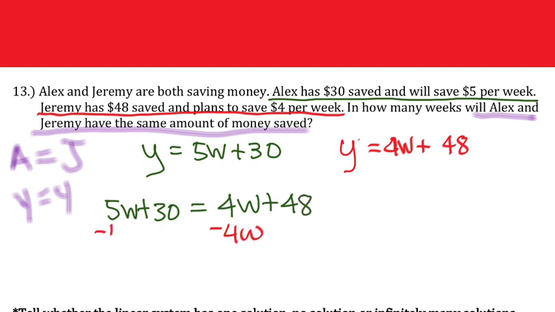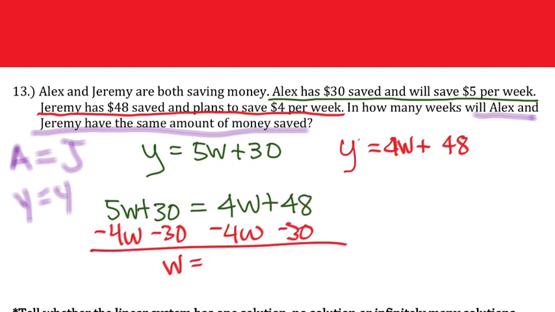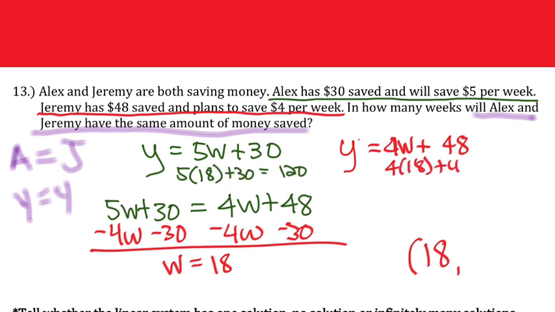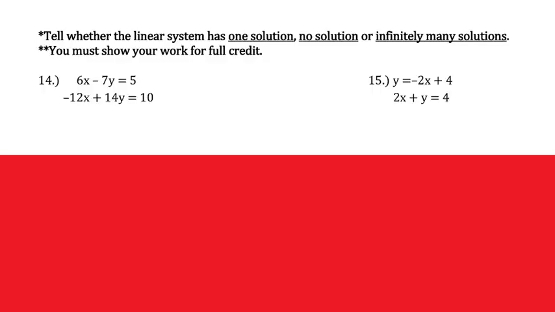All right. So we now just get to isolate our variable, and we see in 18 weeks that both equations will have $120. So in 18 weeks, they will have the same, and that same amount is $120. All right, we are in 14 and 15 talking about whether something is no solution, infinitely many.